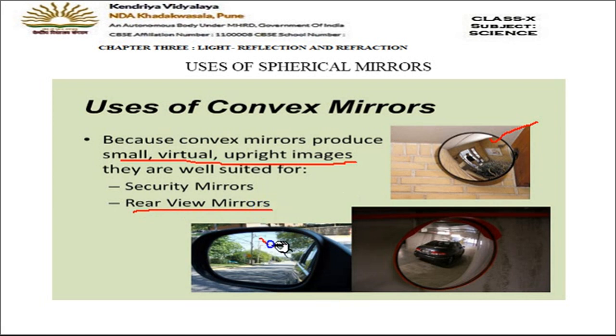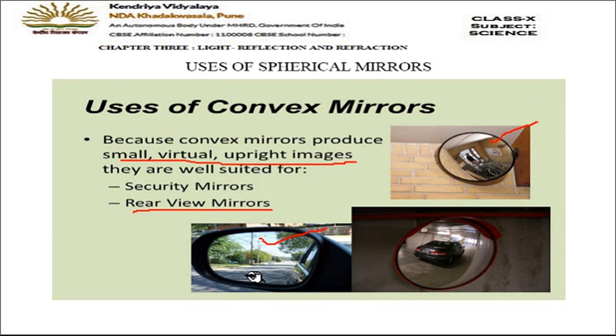Then rear view mirrors. This is the rear view mirror of the car, and we all know that they are convex mirrors. And why are they used here? Because they give a broad area look in a small size. Whatever is present behind, that complete view is seen in this rear view mirror. Whenever a truck is coming from behind, you can see the complete image of the truck in the mirror.